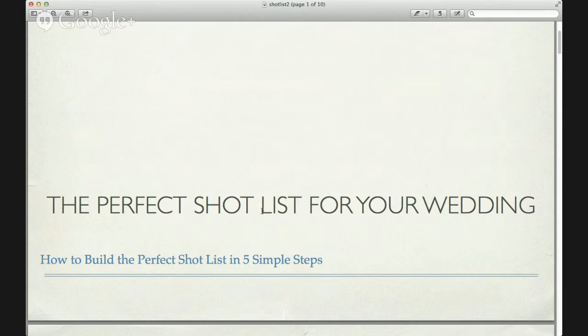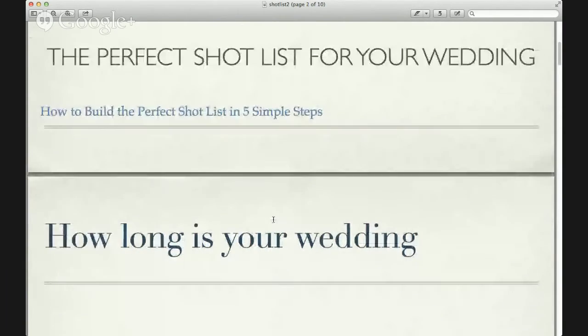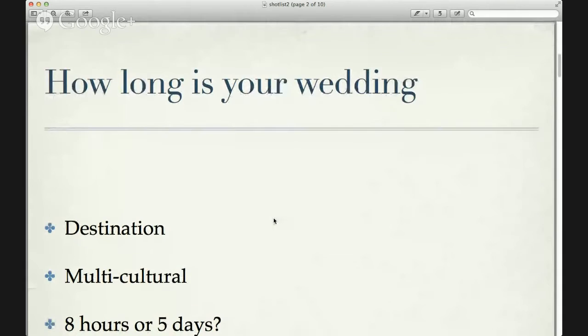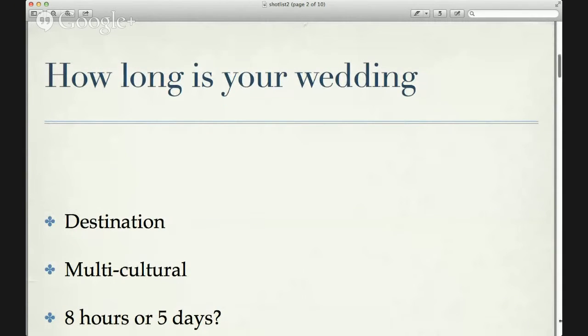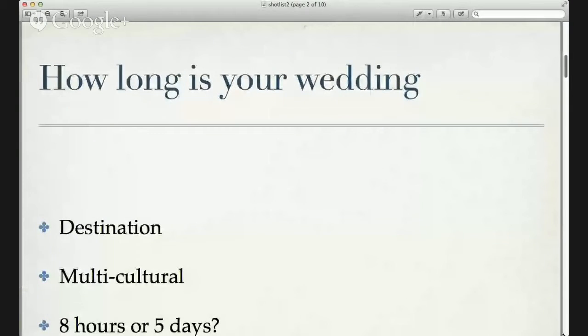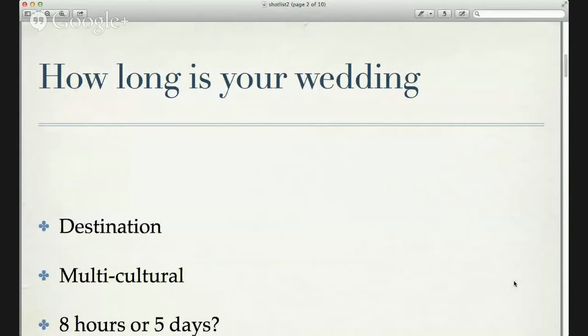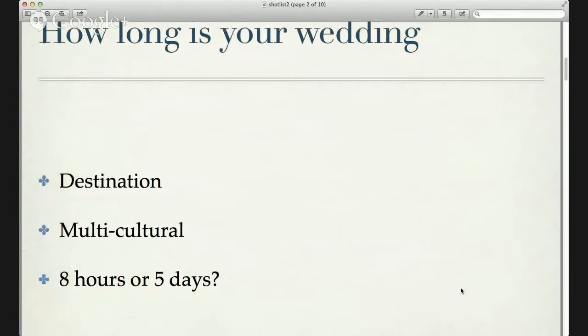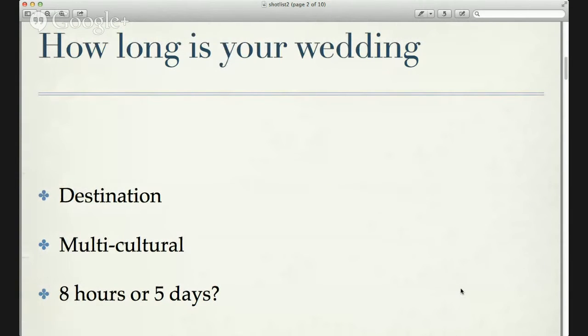Okay. So we're going to talk about building your perfect shot list in 5 simple steps. The first question you want to ask yourself is, how long is your wedding? Is it a destination wedding, so it's like a week long, or is it a one-day affair, maybe just your wedding day itself and the rehearsal dinner? Are you having a multicultural wedding? Like a lot of Indian weddings, they're 3 days long. You want to keep that in mind when you're setting your shot list, so you know what to put in it, and that'll give you some clues as to what other events you have going on that you'd want to include.